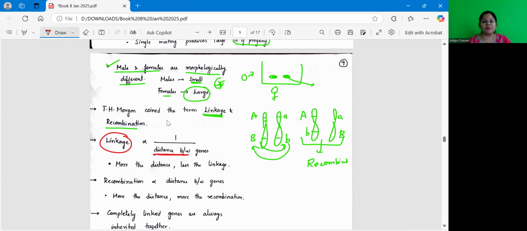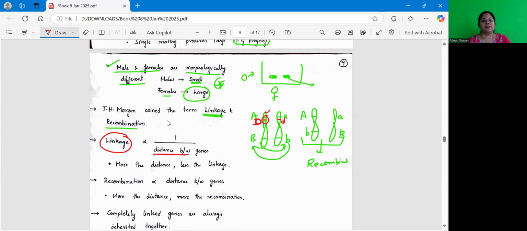Now what are the results or analysis he has done? Linkage is inversely proportional to the distance between the two genes. Means what? If you have one more gene, let me consider a third gene, capital D and small d. Linkage is inversely proportional to the distance between the two genes. That means the less the distance between the two genes, the more will be the linkage. A and D are more linked compared to A and B, though A, D and B are all linked.